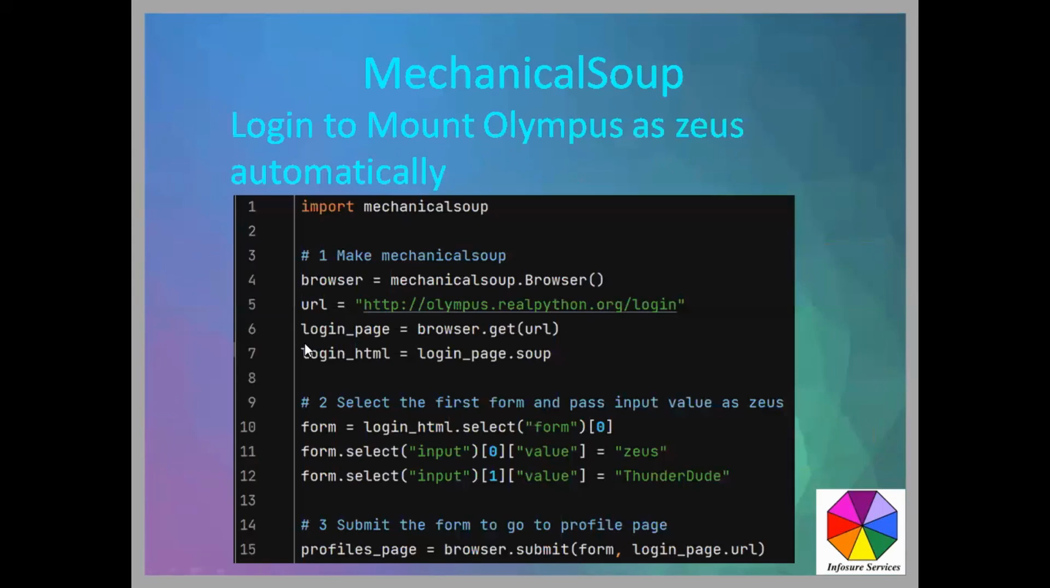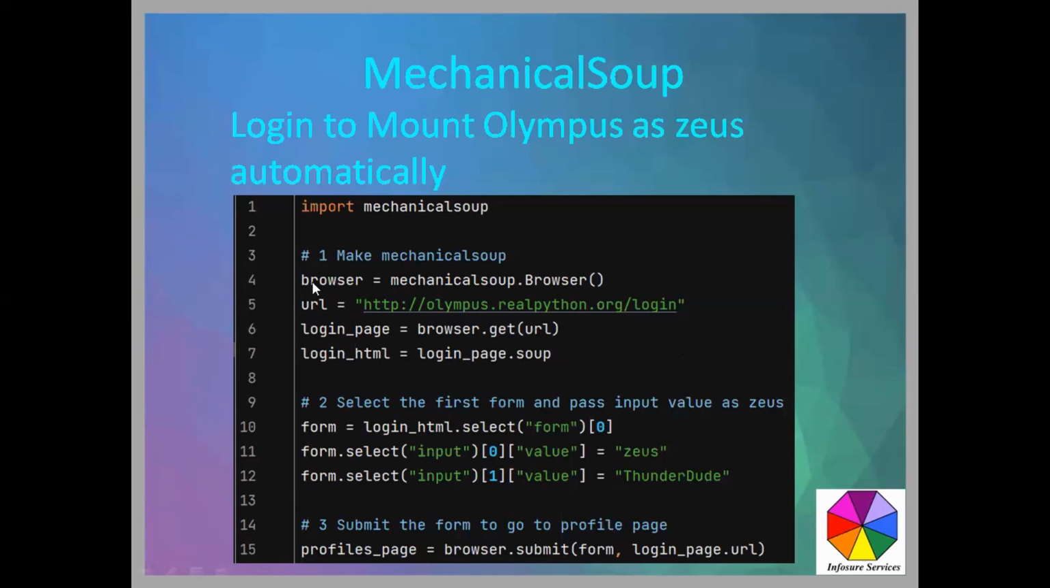Now, this is the URL olympus.realpython.org, and let's look at the code here. I'm going to need this mechanicalsoup module. Of course, I install this and then import it. Then I say mechanicalsoup.Browser, and you see the entire browser is now back in this variable in one line.